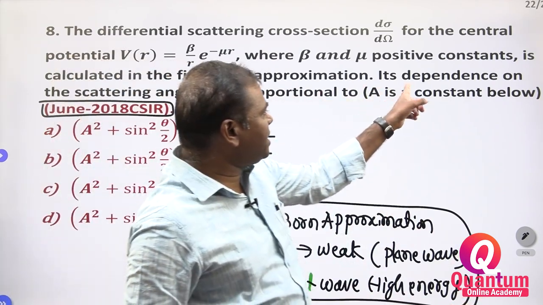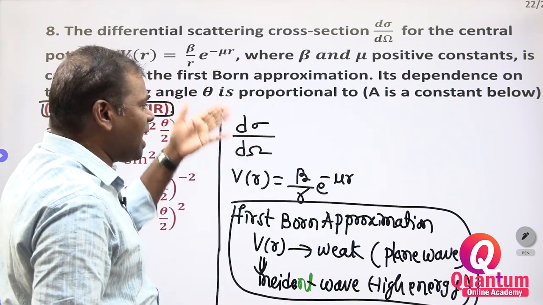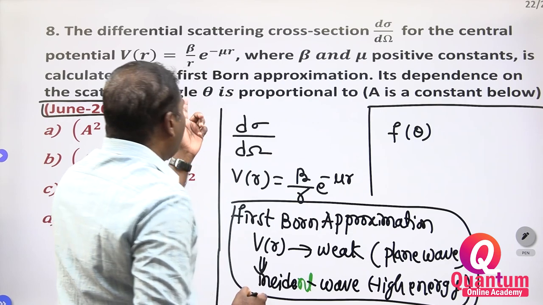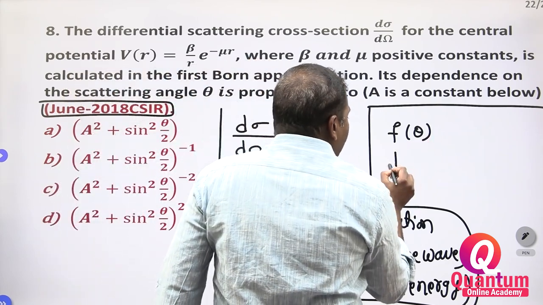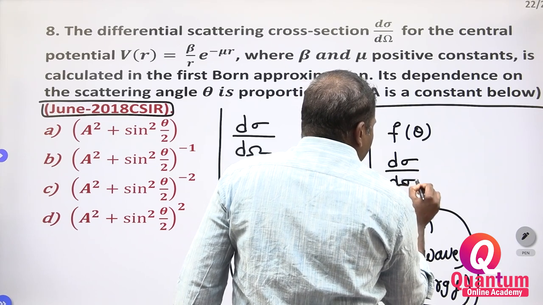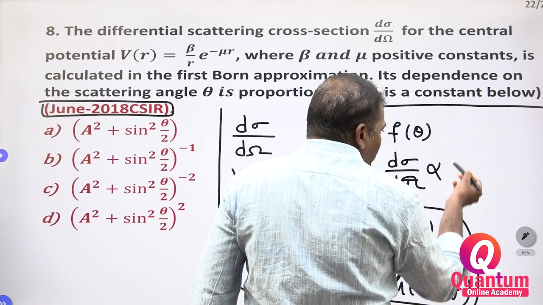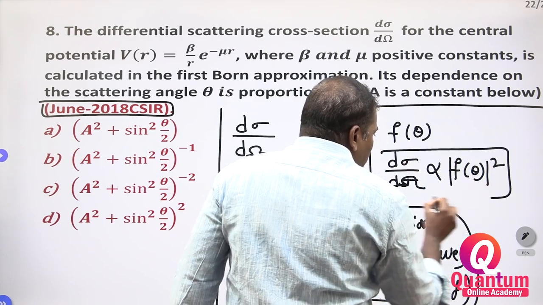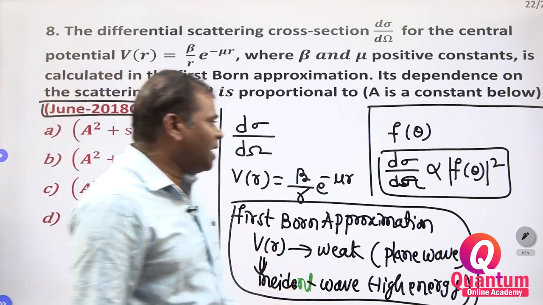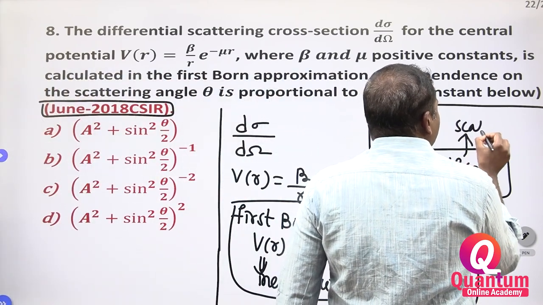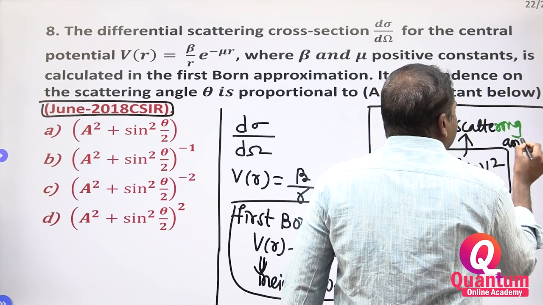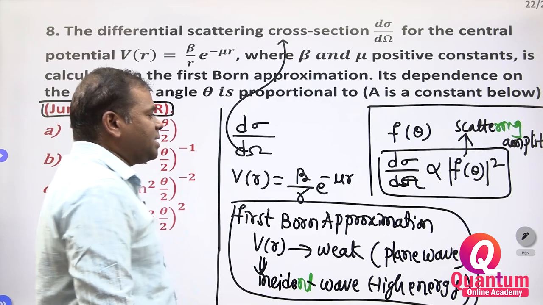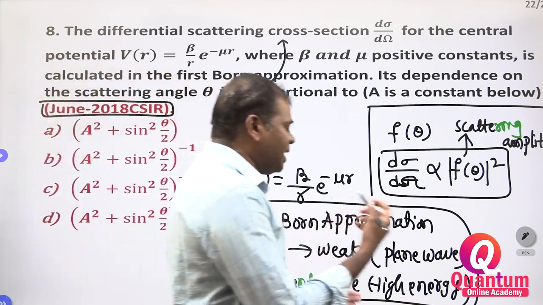From the first Born approximation, it depends on the scattering angle, meaning the scattering amplitude f of theta. d sigma by d omega is proportional to f of theta whole square. First we have to calculate f of theta, the scattering amplitude. They already gave the differential scattering cross section. Clear? First we have to calculate the scattering amplitude.